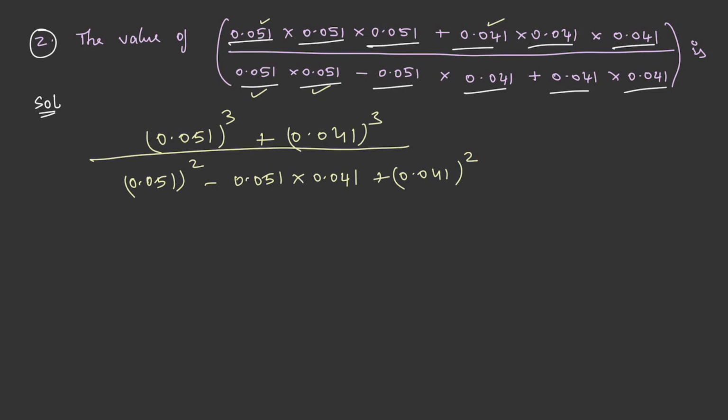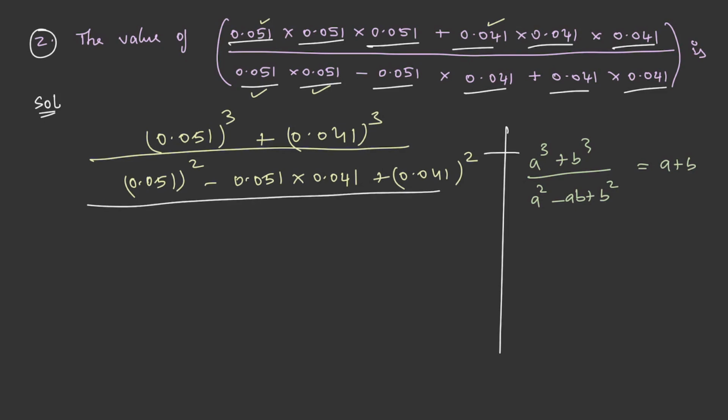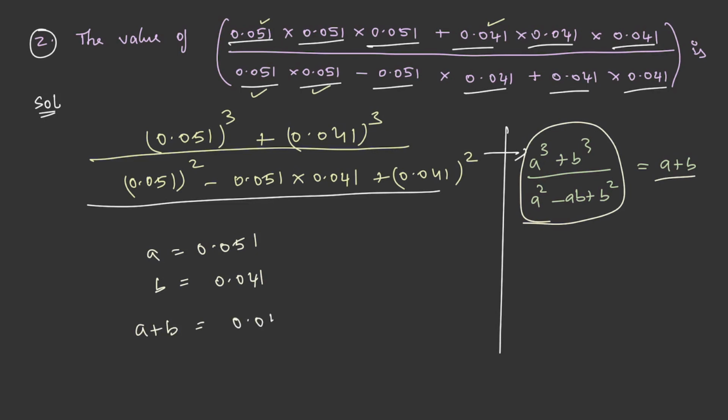If you had memorized the basic formulae which I have given at the beginning of this lecture, you can observe a formula which states a cube plus b cube by a square minus ab plus b square is equal to a plus b. Now this complete term is in the form of this formula. So instead of this complete formula, I can write a plus b, isn't it? So a in this case is 0.051 and b in this case is 0.041. So a plus b is equal to 0.051 plus 0.041, and the final answer is 0.092.